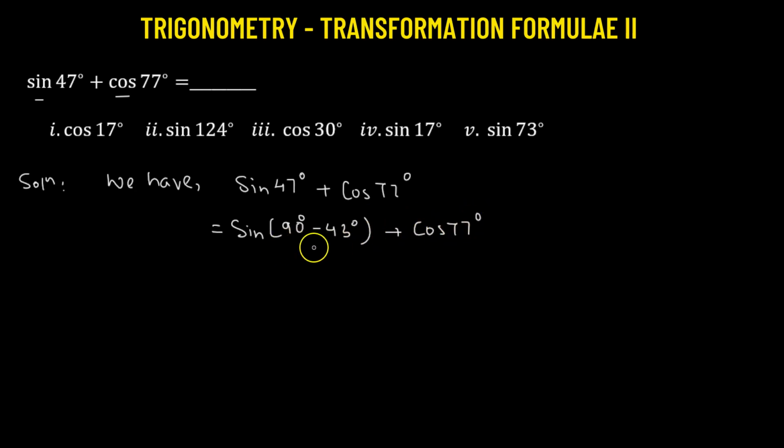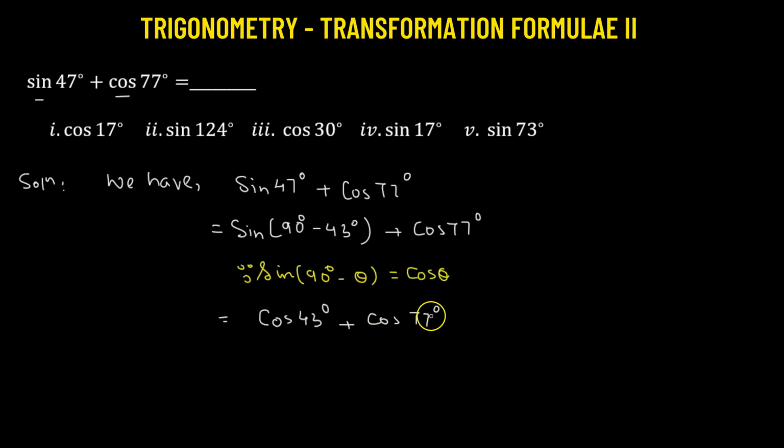Now, the reason we wrote it in this particular fashion is because we know that sine of 90 degrees minus theta is exactly equal to cosine theta. So we can change our first term from sine of 90 minus 43 degrees to cosine 43 degrees. So we have cosine 43 degrees plus cosine 77 degrees. Now we have successfully converted the first term into a cosine function, such that we have the sum of two cosine functions. The other way around, we can convert the cosine to sine, which I'll leave as an exercise for you to try out.